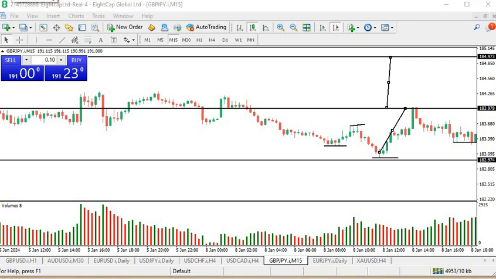So this pattern is extremely effective. I recommend you learn it, backtest it, and learn where to place your stop loss and where to place your take profits.